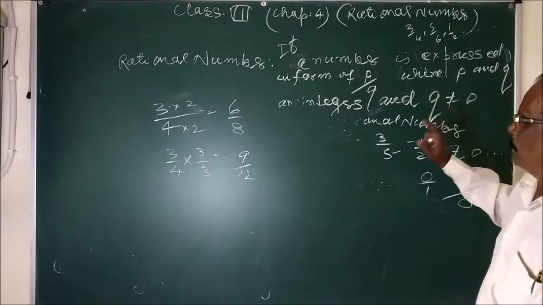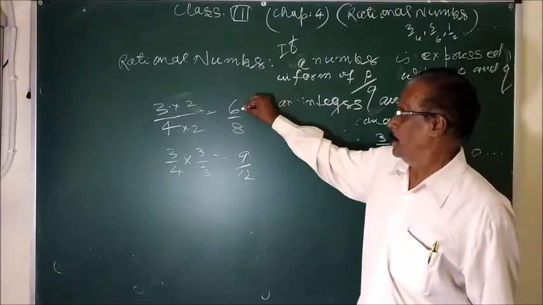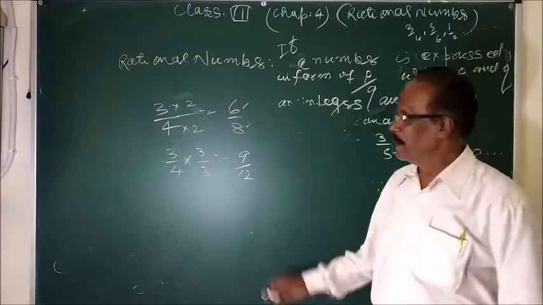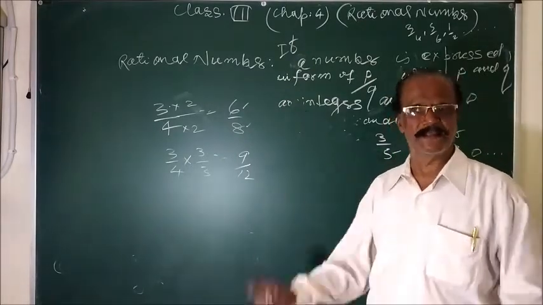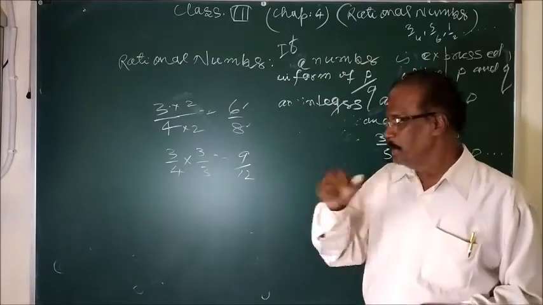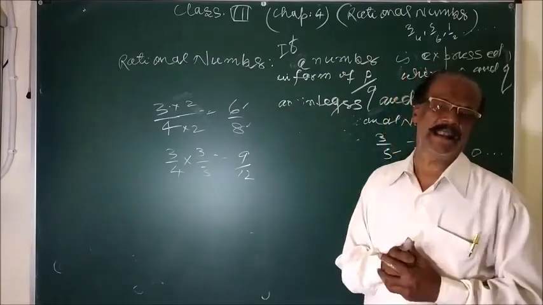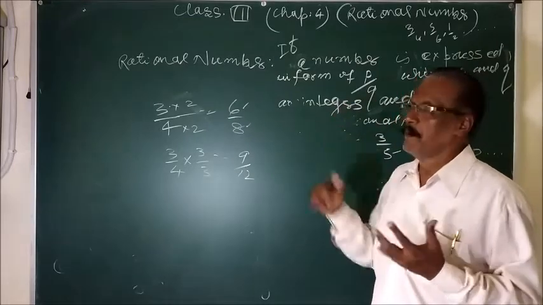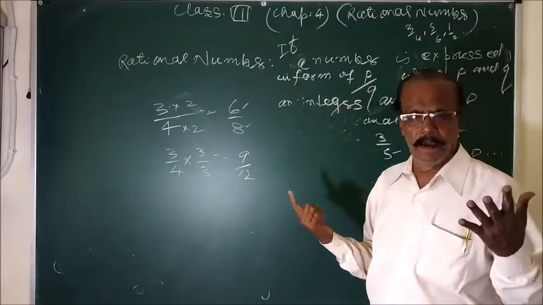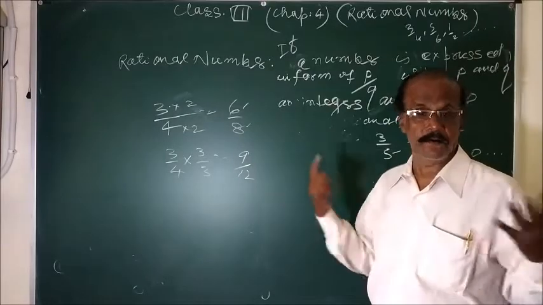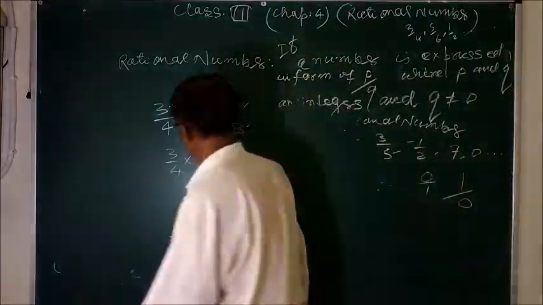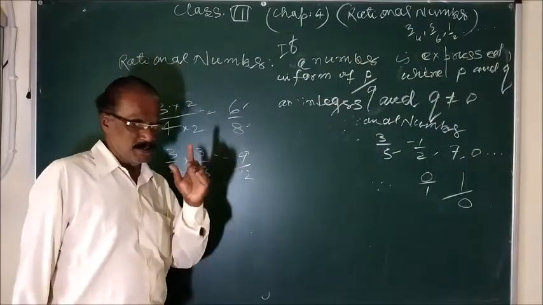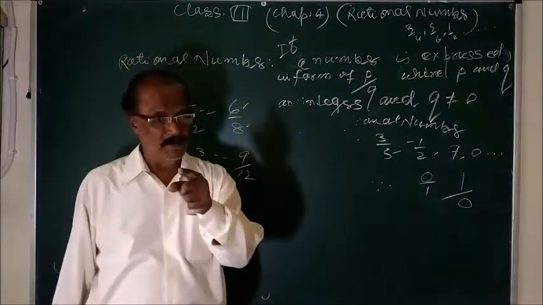And so a rational number has two things, numerator and denominator. The number above the horizontal line in a fraction is called the numerator, and the number below the horizontal line is called the denominator. The numerator may be greater than the denominator or the denominator greater than the numerator, that is another thing. And I have already explained 0 is also a rational number.